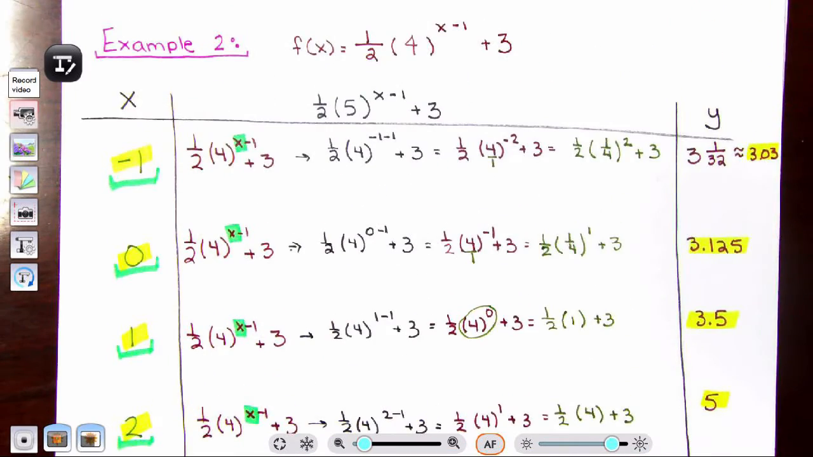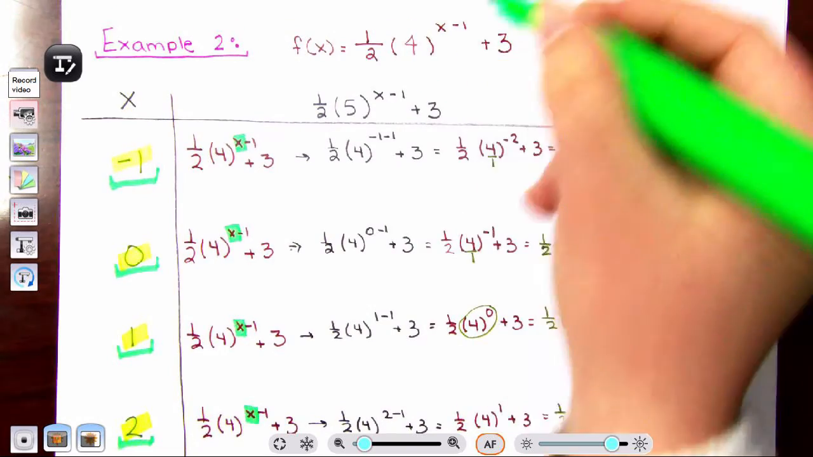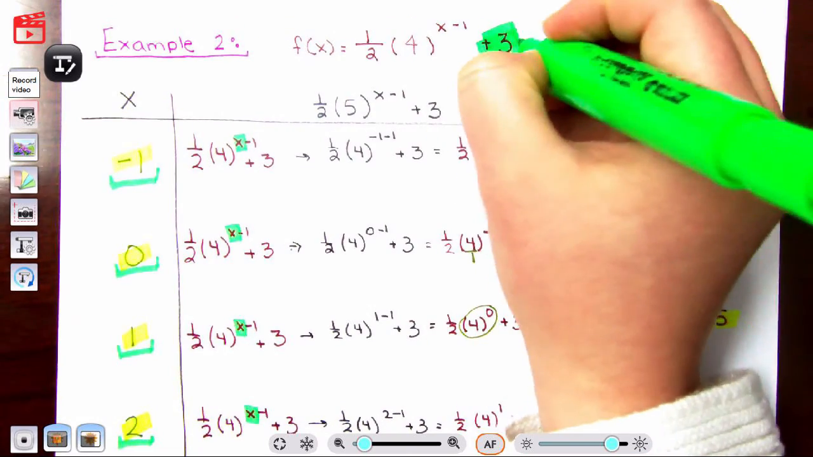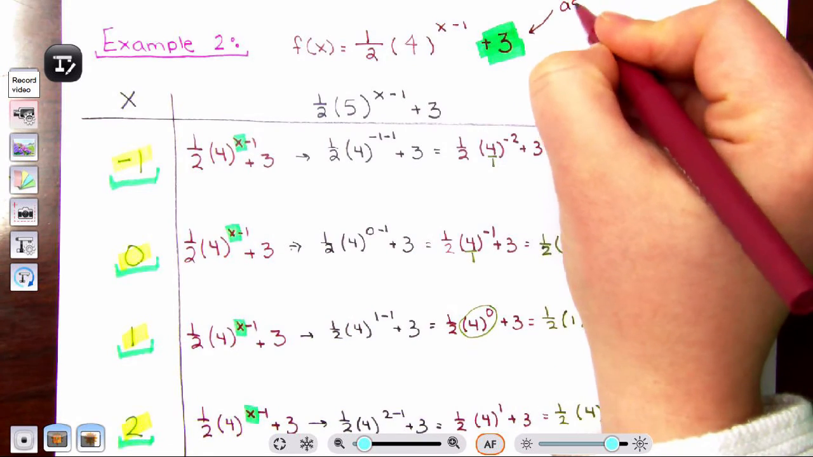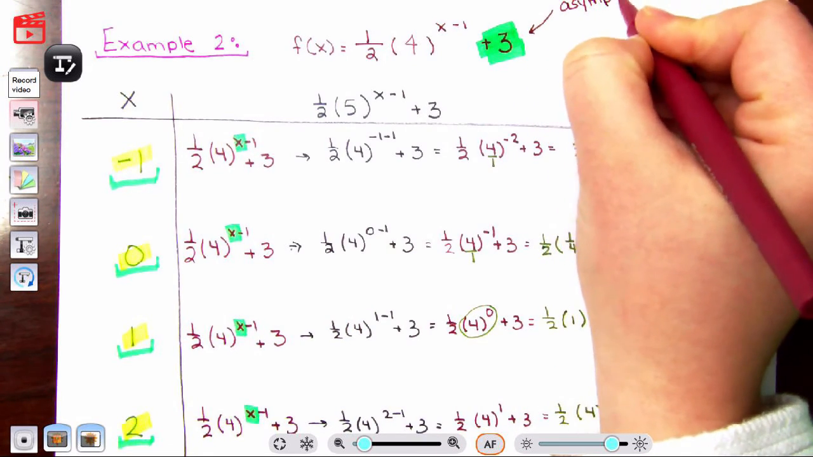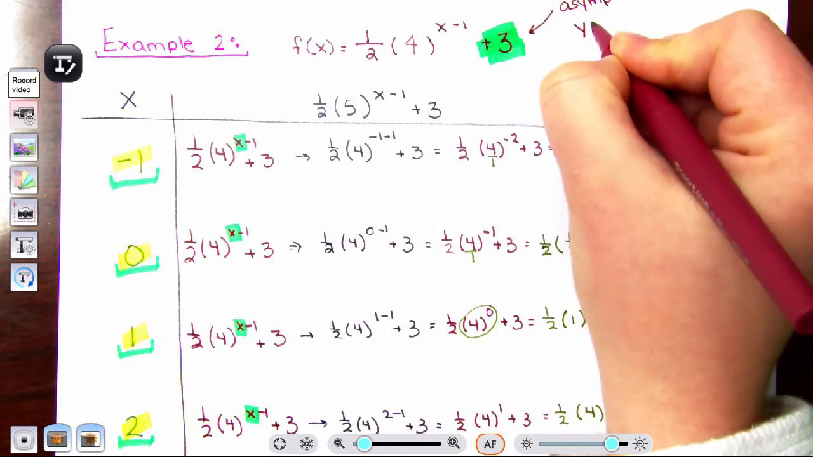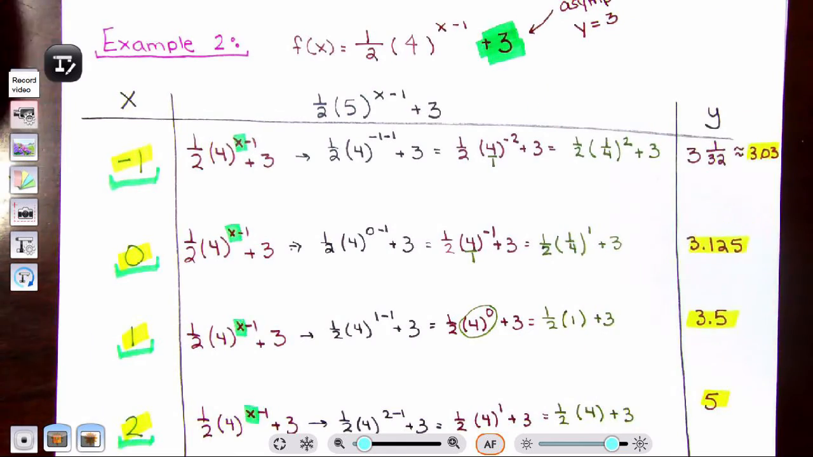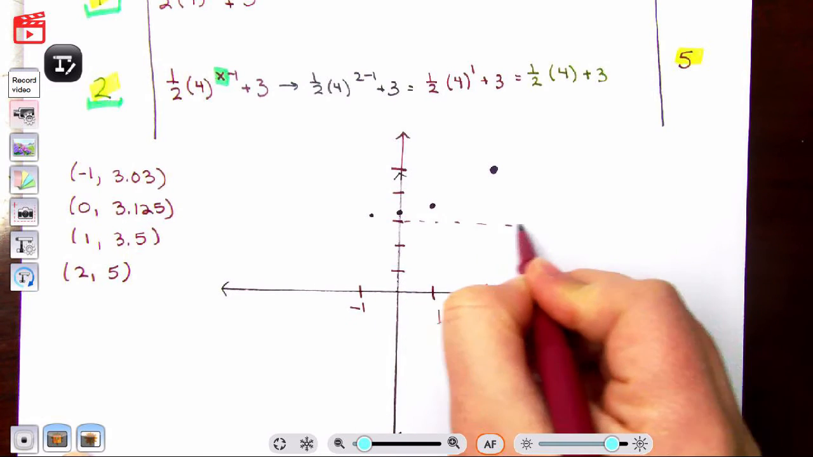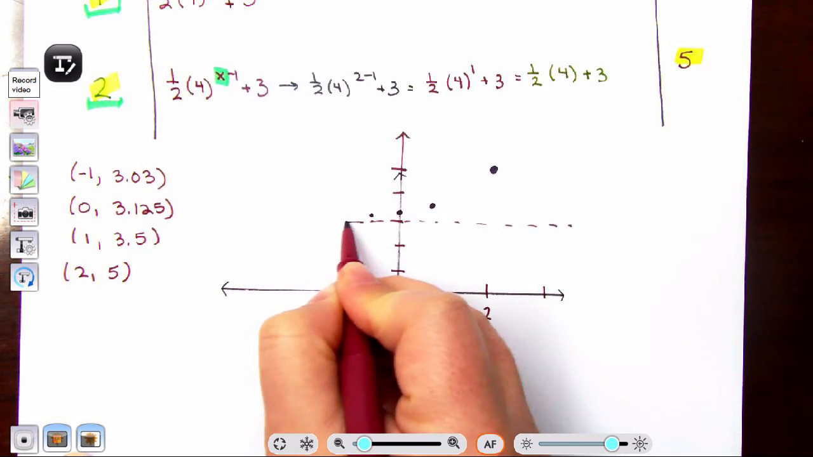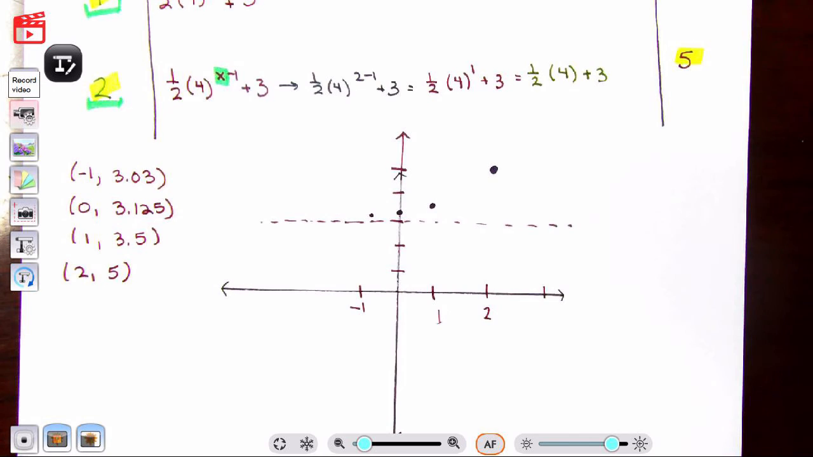So let's go back here and talk a little bit about why we're not touching 3. Notice the value after the exponent, this value right here. Remember our conversation. This is your asymptote. That means y equals 3. They have a horizontal asymptote. So this is a horizontal asymptote. We will never touch or cross this line. So we're going to get super duper duper close, but we're never actually going to cross that line.